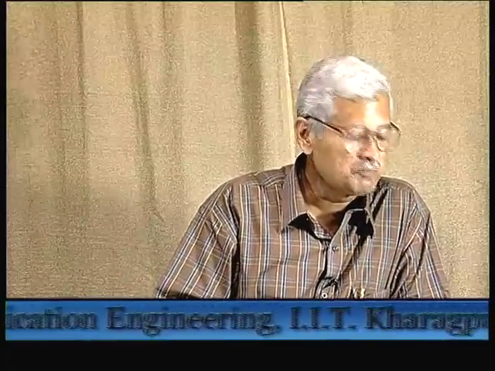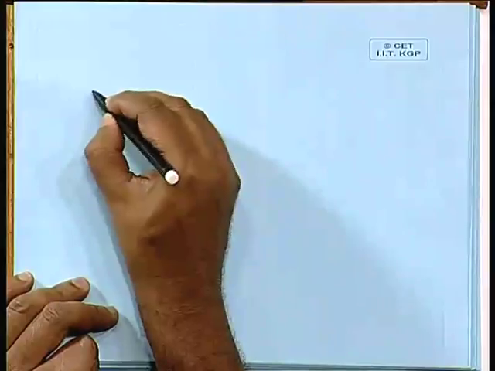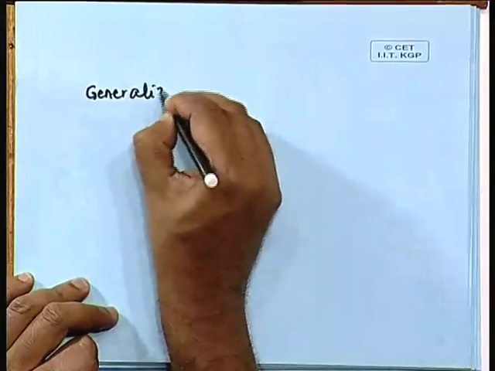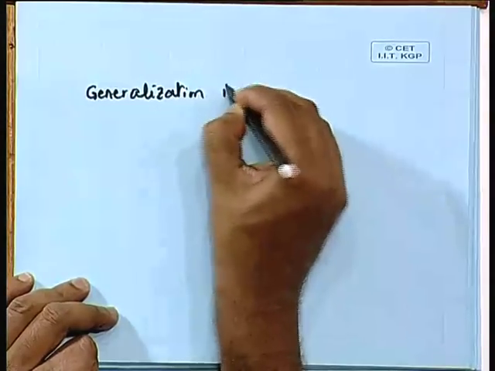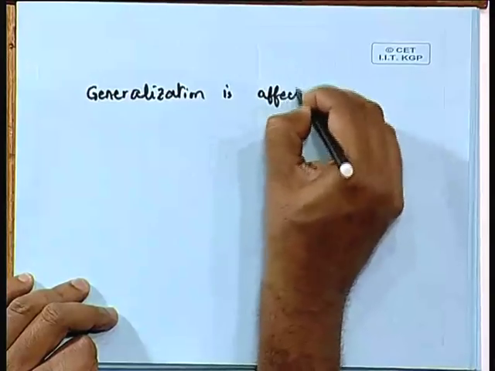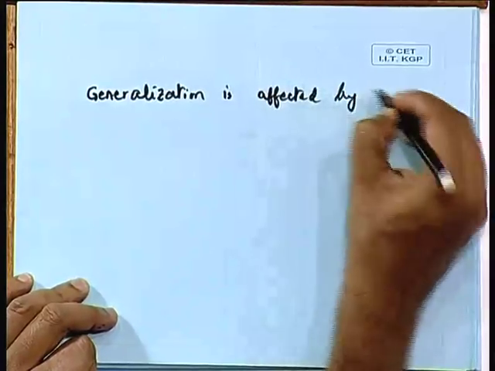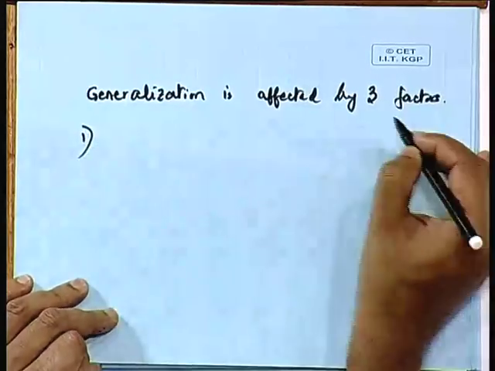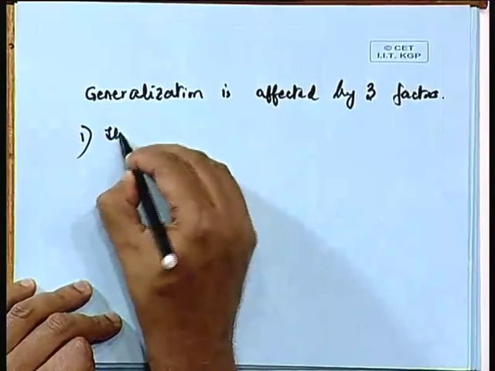Now, the question is, what are the factors on which this generalization is influenced? The generalization capability of the backpropagation algorithm is affected by three factors. Number one, very important, is the size of the training set.